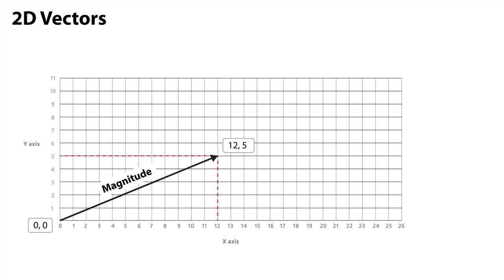The length of the distance between these points is called the magnitude. This can be worked out mathematically by using Pythagoras' theorem, which states that the square of the hypotenuse is equal to the sum of the squares on the other two sides. The hypotenuse in vector maths is the magnitude that we're trying to find.